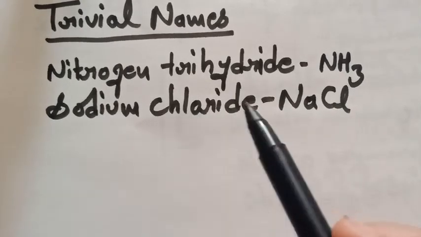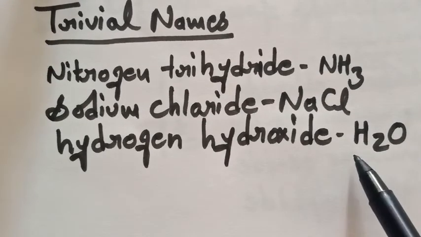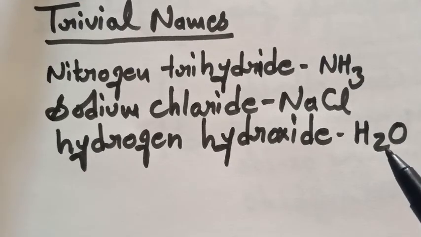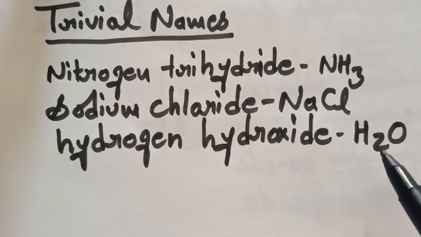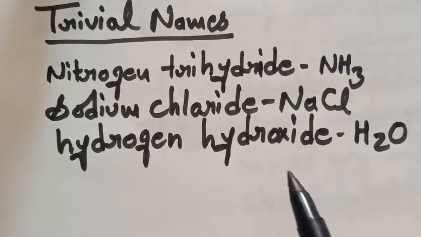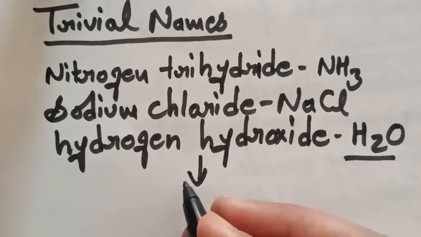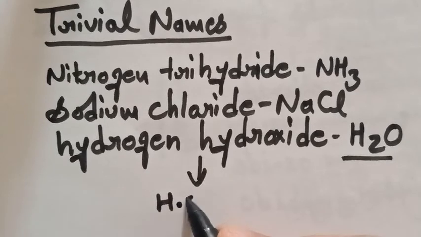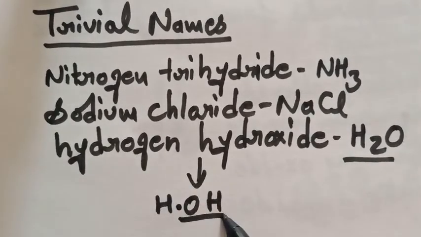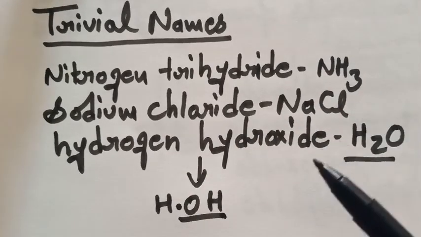Then the next one is hydrogen hydroxide. As we know students, this is water and we always call it water, but the systematic name of water is hydrogen hydroxide. The reason is that when we distribute H2O, it becomes H dot OH. So hydrogen hydroxide. So these are the trivial names of certain compounds.